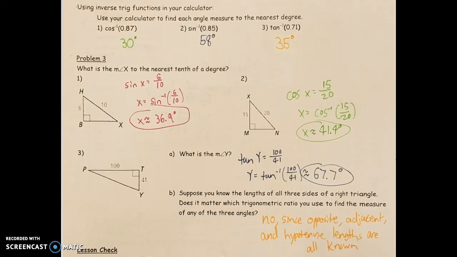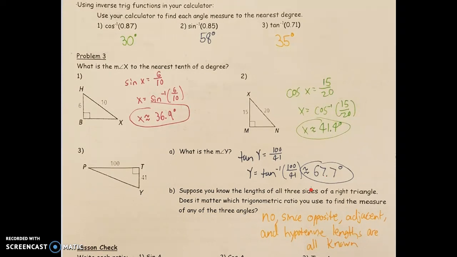So let's also answer this last question. If we know the lengths of all three sides of a right triangle, would it matter which ratio we use to find any of the three? And the answer there would be it wouldn't matter, because if you know the opposite, if you know the adjacent, and you know the hypotenuse, you really should be able to use any of the three trig functions. And that should solve that lesson check.